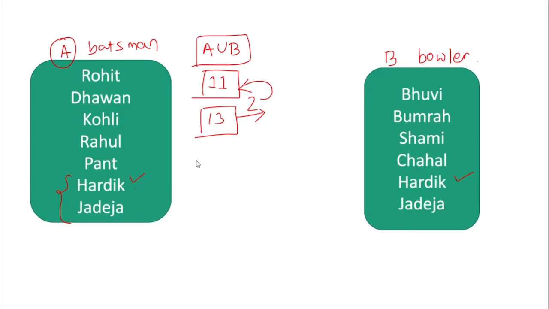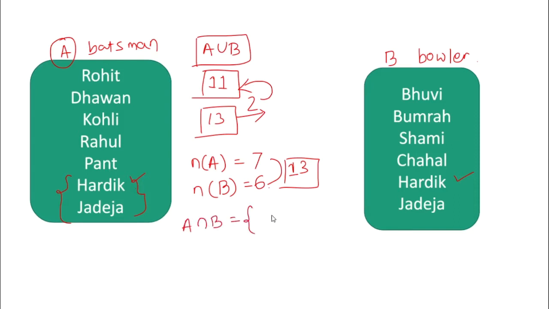Now, as you can see here, the number of elements in set A is 7. That means there are 7 batsmen I have picked. The number of elements in set B, that means the number of bowlers I have picked, is 6. And adding them, I am getting 13. Why 13? Because here I found the problem that I have taken Hardik and Jadeja twice. As you can mention them in A intersection B as they are present in both the sets.